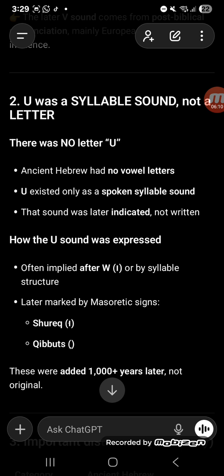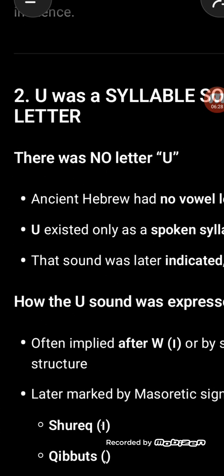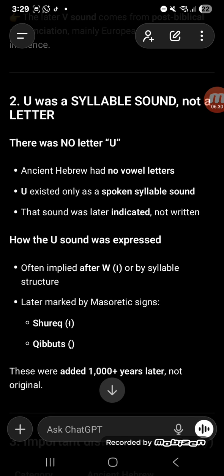It was added 1,000 years later, but it was not original. One more time. Added 1,000 years later, but not original. Not original to what? Ancient Hebrew. It's very much clear. Exactly, as was mentioned in the beginning, that O, E, and U were never original to the ancient Hebrew alphabet.